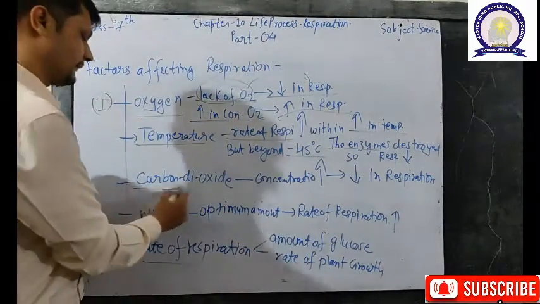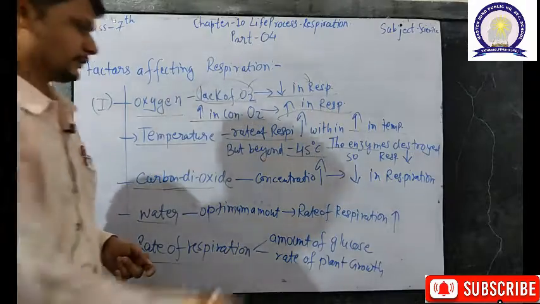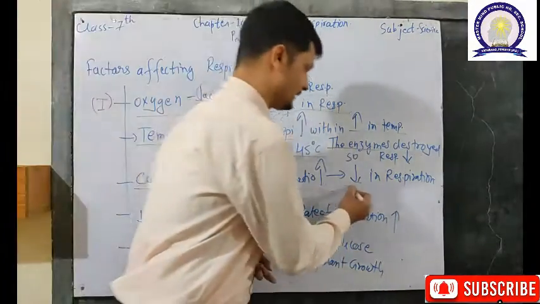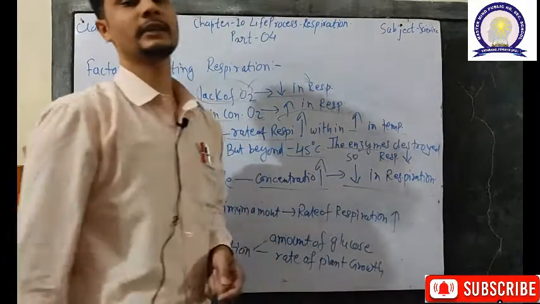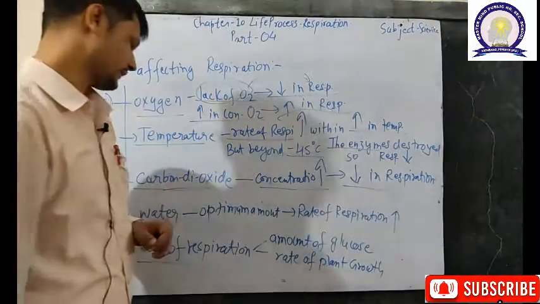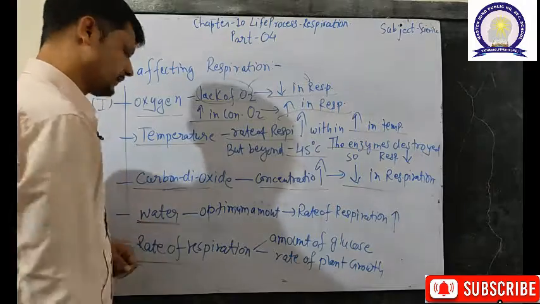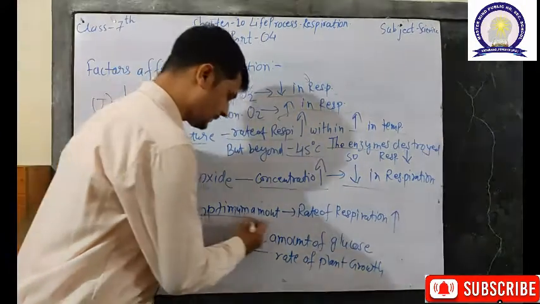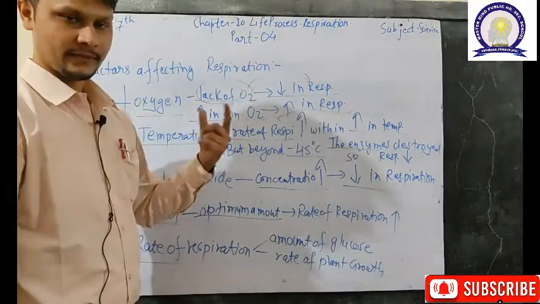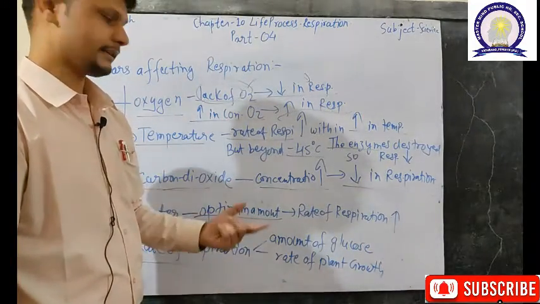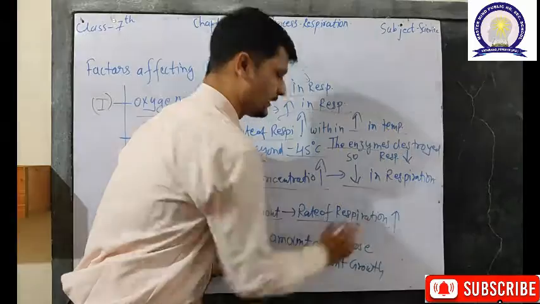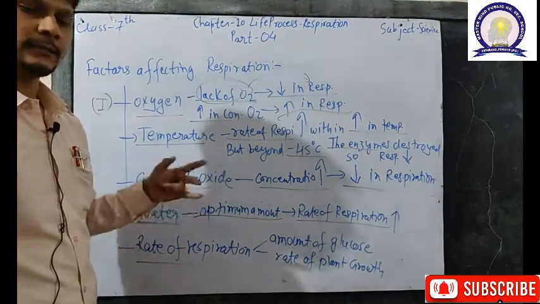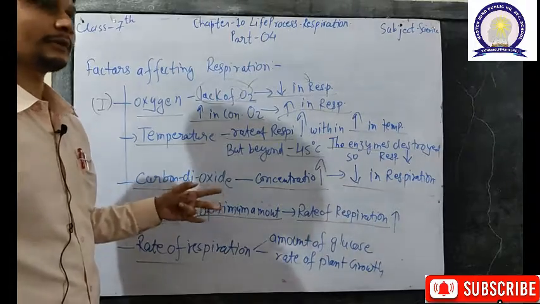Now the third factor is carbon dioxide. As the concentration of carbon dioxide increases, it leads to a decrease in the rate of respiration in all types of organisms. In the case of plants, water also affects respiration. Whenever the optimum amount of water is present in a plant, the rate of respiration increases. So in plants, the amount of water also plays an important role in the rate of respiration.